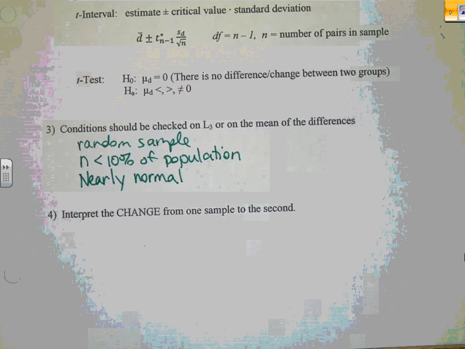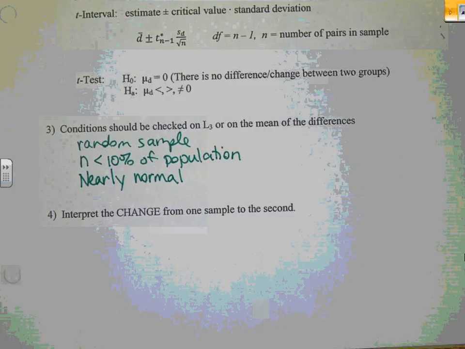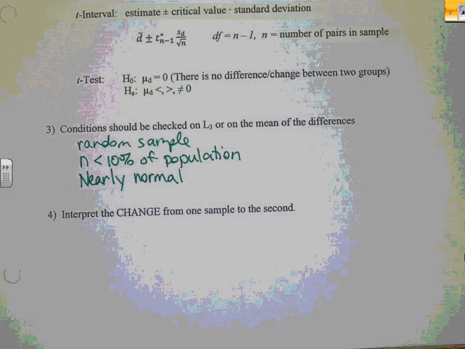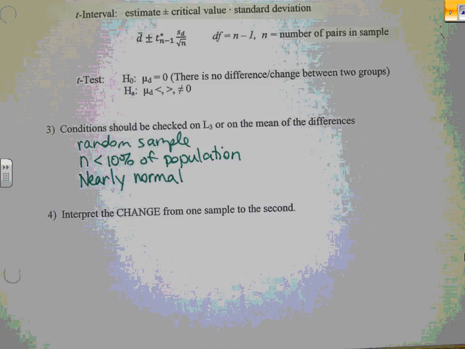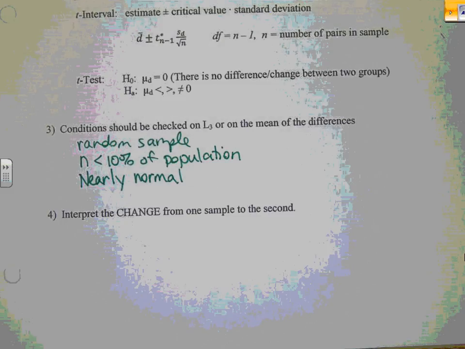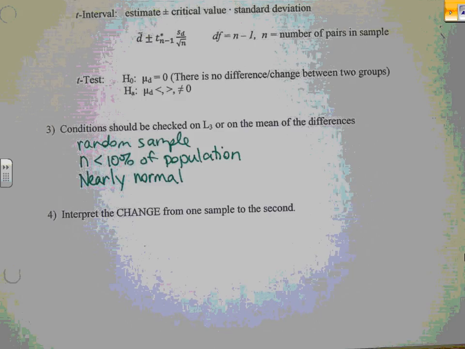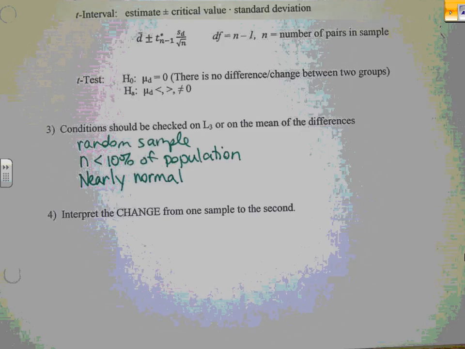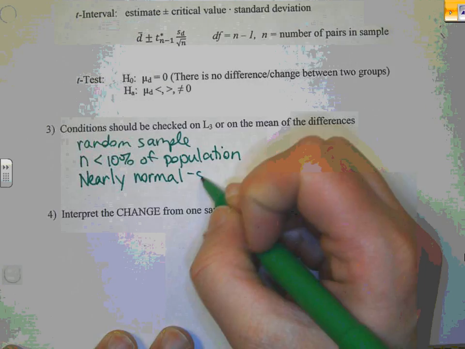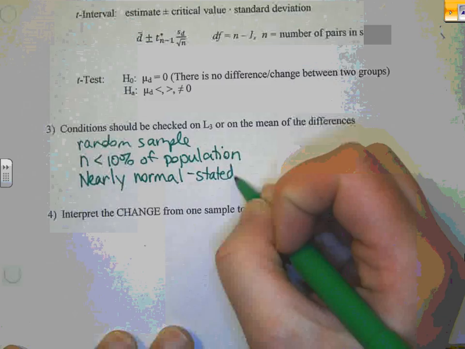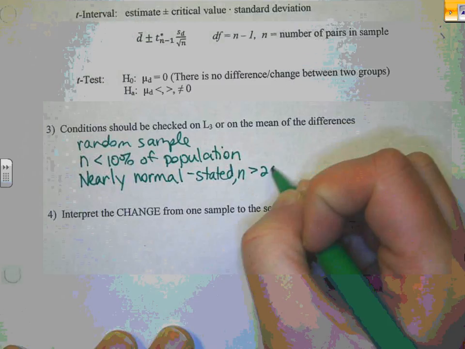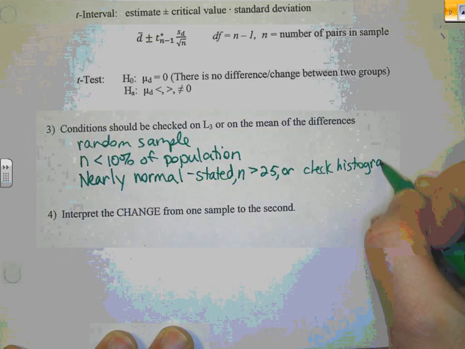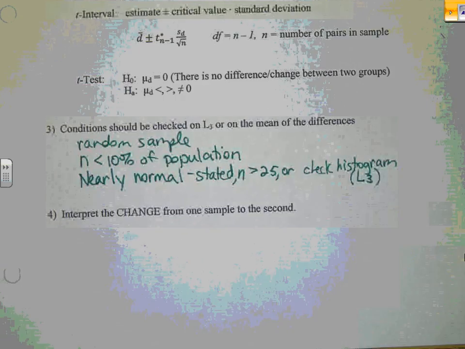Okay, and then the last one's called the nearly normal condition. How do we check that? There's 3 ways. Histogram is your last option. You hopefully don't have to check the histogram. Over 25 or 30 is good. And there's one other way. Yeah, if it says approximately normal or if it says unimodal and symmetric, that means it's nearly normal. So it's either stated in some way, n is greater than 25, or you have to check the histogram. And when you check the histogram, you're going to check it on L3 only. That's going to be the differences.